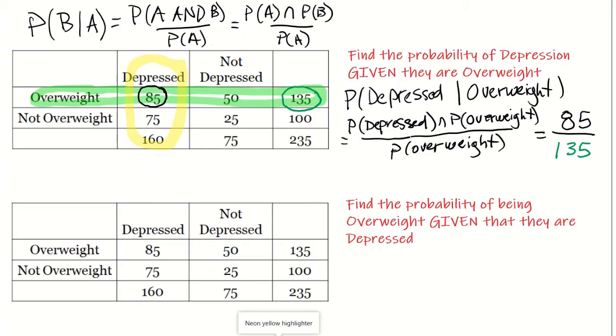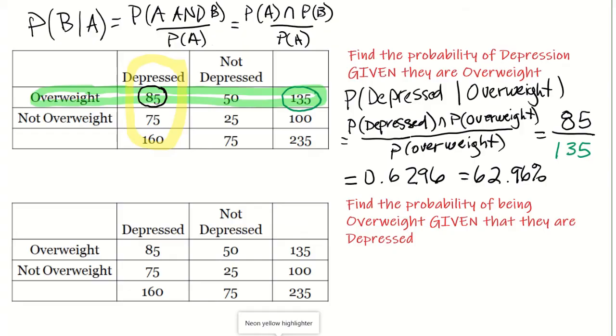So 85 divided by 135 is going to be my solution. And when I do that calculation, that gives me 0.6296, which means there is a 62.96% probability that if my participant is overweight, then they will also be depressed.